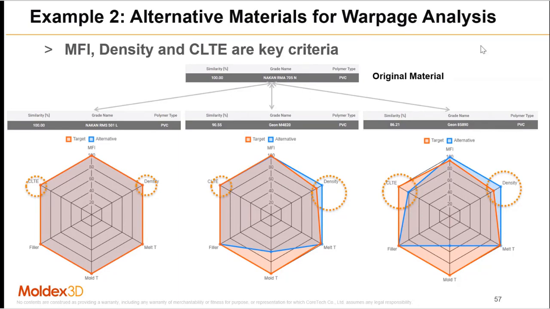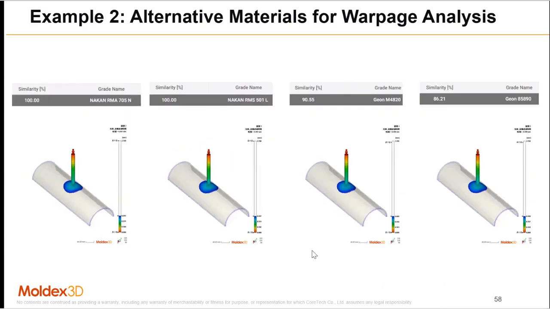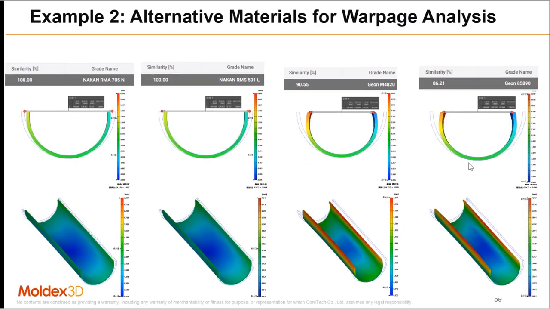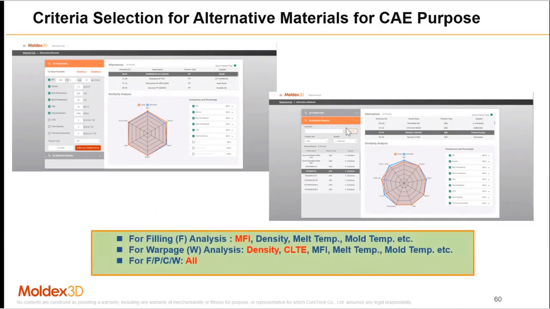And the second example, we focus on the warpage analysis. For warpage, density and CTE are key parameters. So again, we choose a very similar material, a not so similar one, and a dissimilar one, and we compare. The filling pattern is quite similar because the part is so simple. But for the warpage, you will see the behavior is quite different.